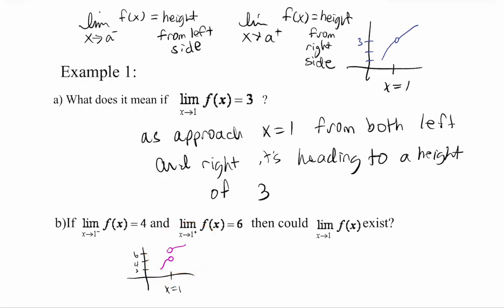Something's wrong there. Okay. So does that exist? No. These sides have to match. If they don't match, the limit at that point doesn't exist. Because which do we choose? Do we choose 4 as the right answer, or do we choose 6 as the right answer? I don't know.